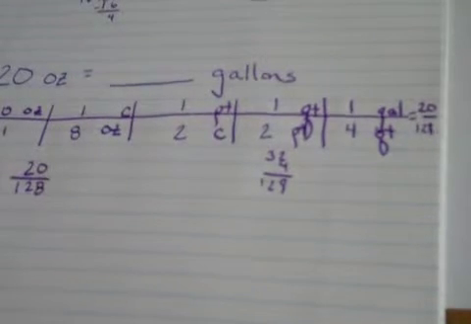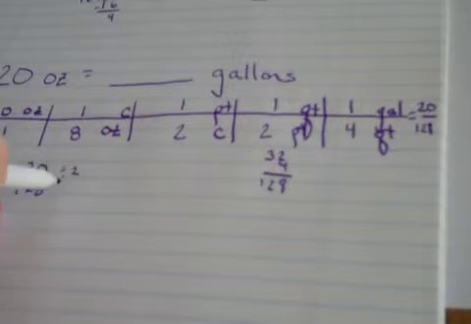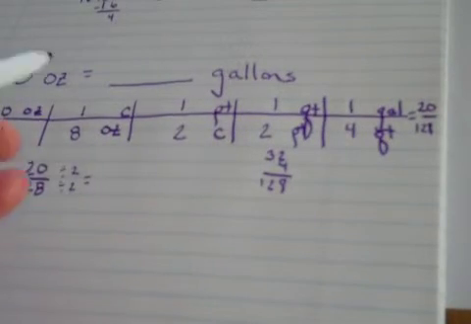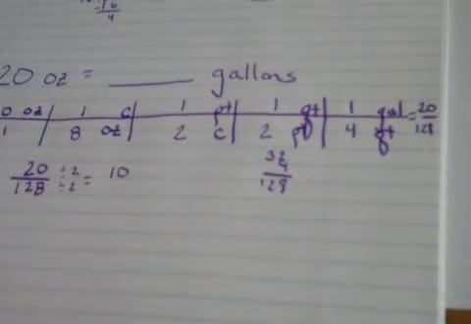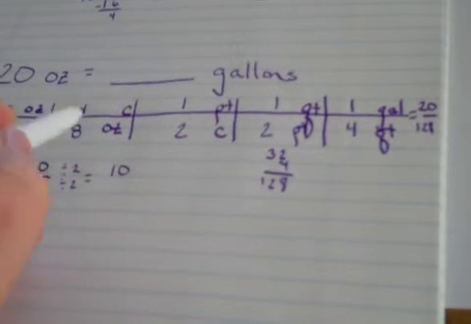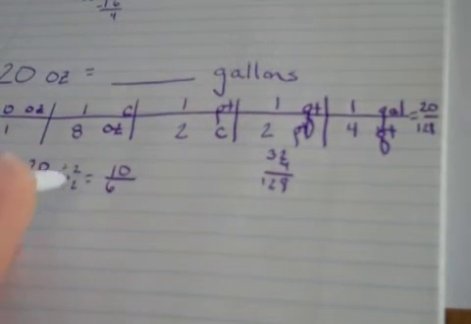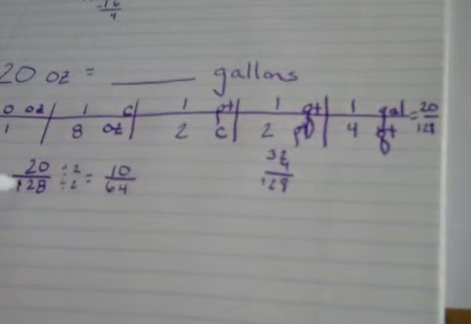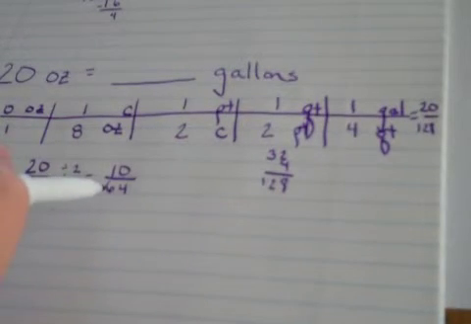Now that's a fraction, and it's not a problem to have a fraction as my answer. However, I always want to reduce when I can. If I'm not great at division, the one thing I can notice is that both of these numbers are even. Anything that ends in a 0, 2, 4, 6, or 8 will divide by 2. So let's begin by dividing both the top and the bottom by 2. 20 divided by 2 is 10. 128 divided by 2 is 64.